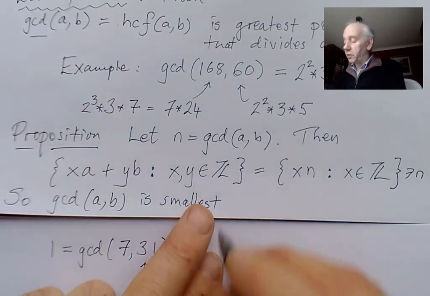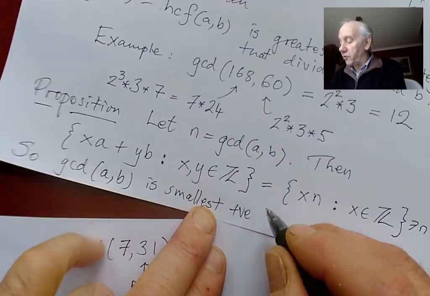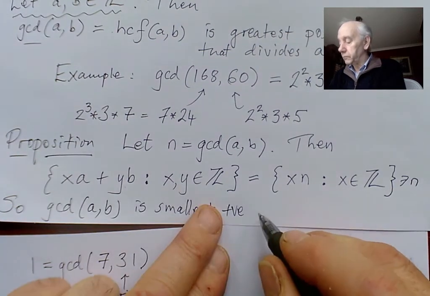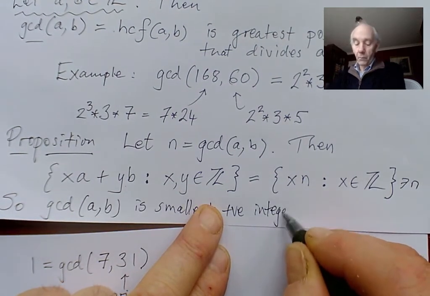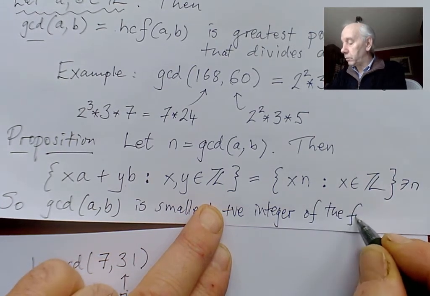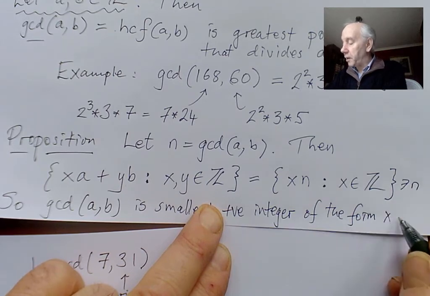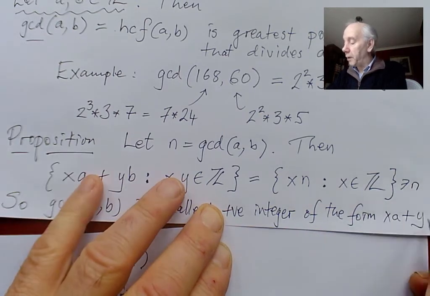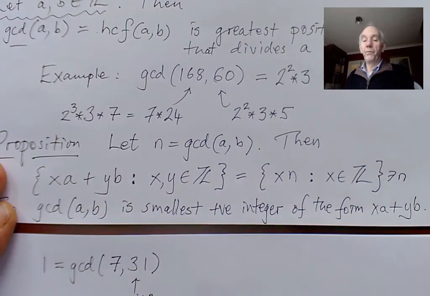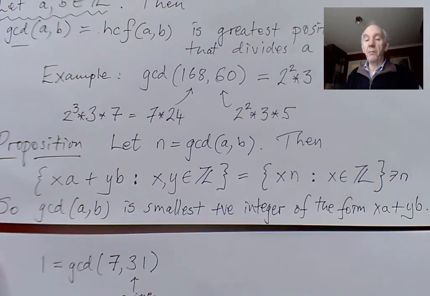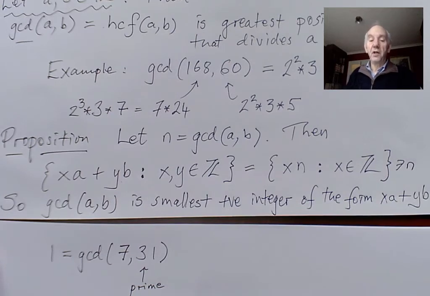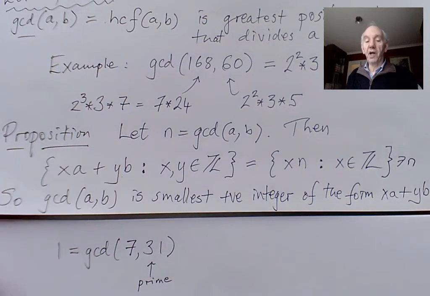So it's the smallest positive integer, this symbol means positive integer, of the form xa plus yb. So the greatest common divisor can be written in the form xa plus yb, and it's actually the smallest positive integer that can be so written. Okay, so I should have said that before doing my example.